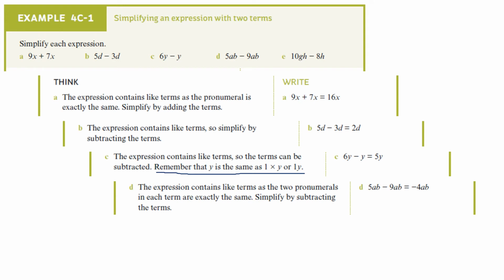Question D. Now we've got 2 letters. That's fine. We can still work with this. So I look at the letters ab, ab in both of them. They're the same letters, so yes, they are like. And we can now do our subtraction. 5 minus 9 is negative 4. And we leave the ab in alphabetical order, and we write it next to the negative 4.